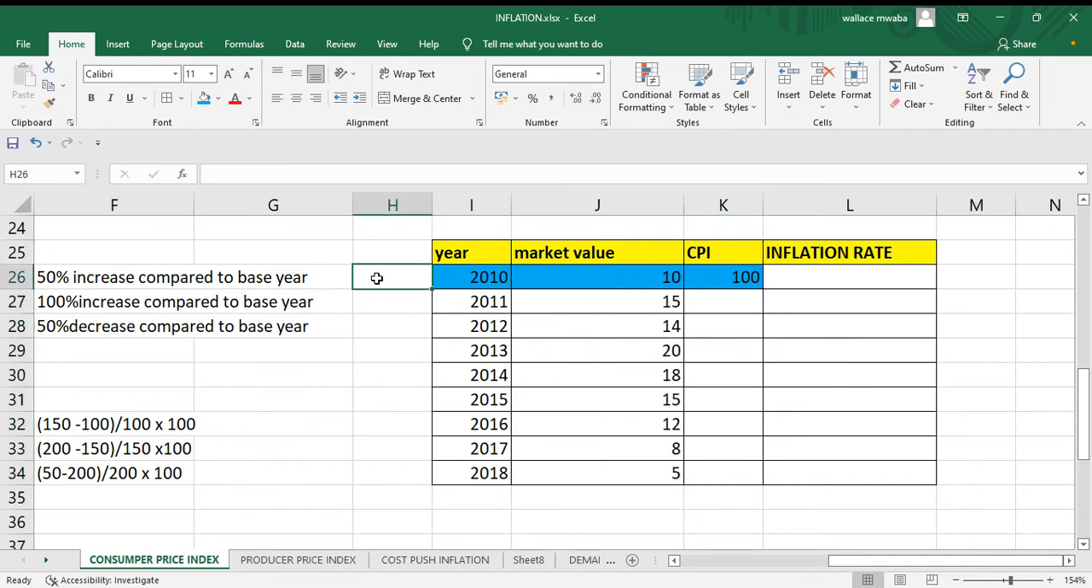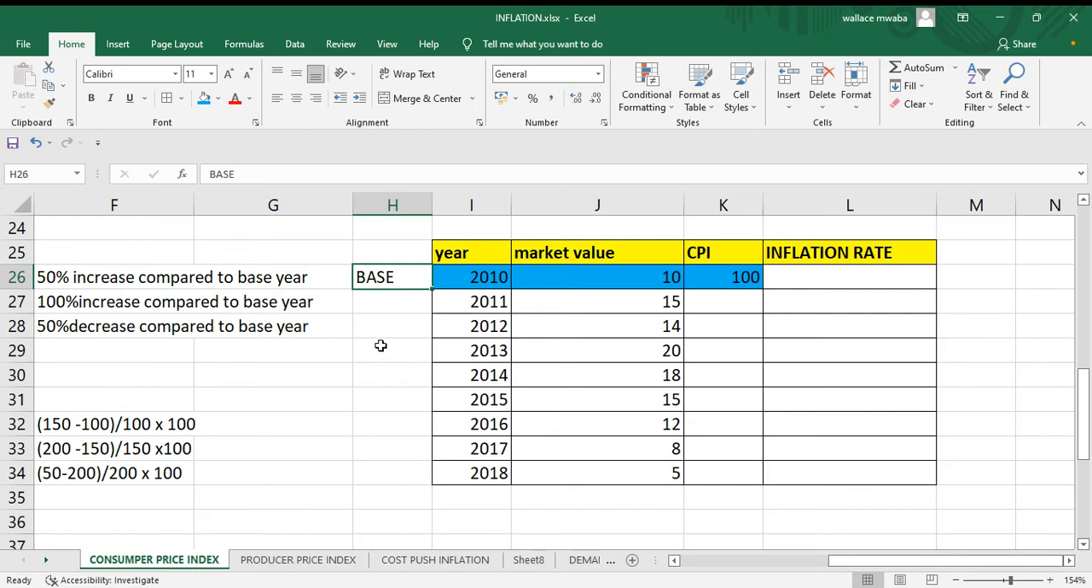So our base here is going to be 2010. As we said, the CPI is used to measure inflation. We're always going to have a base year, and this is what we're going to be comparing to. We're going to be comparing the percent change with the base year.